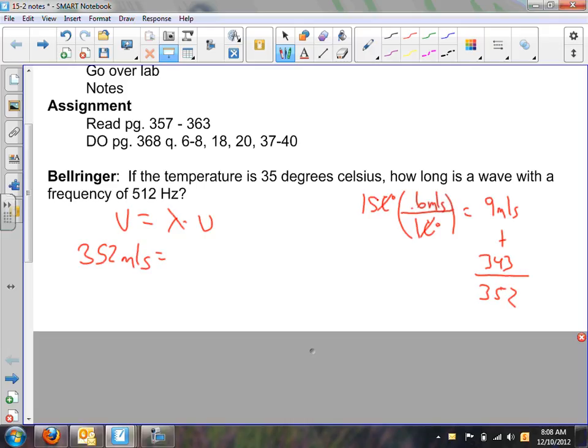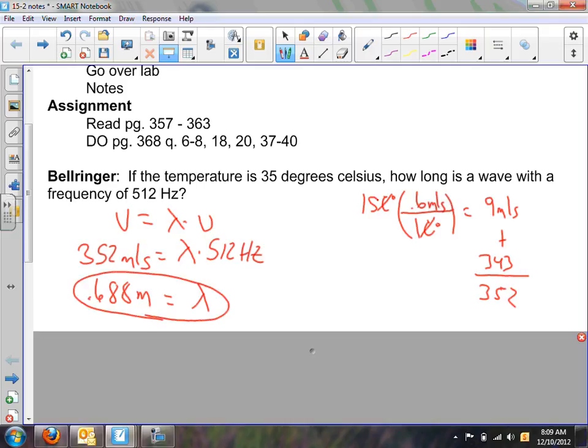We know the frequency is 512 hertz, and then we can solve for how long the wavelength is. So taking 352 divided by 512 gives us 0.688 meters for the wavelength.